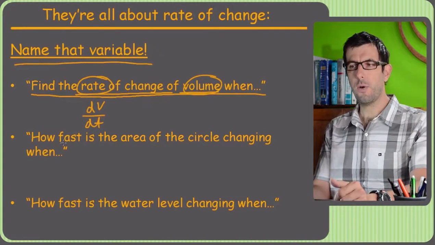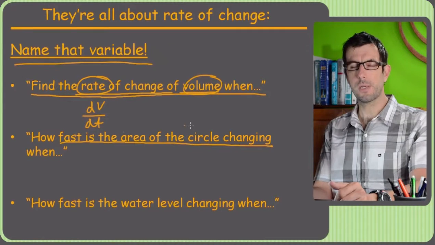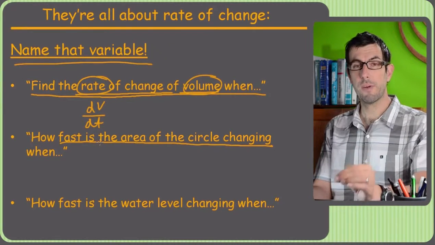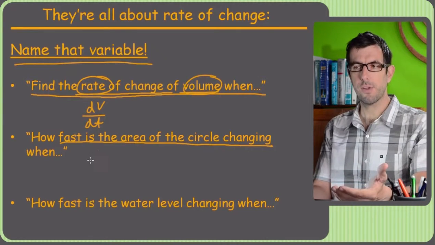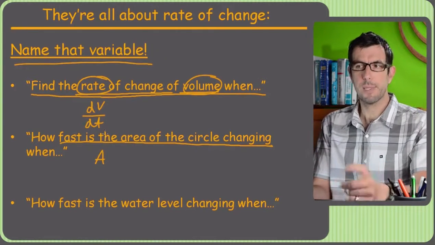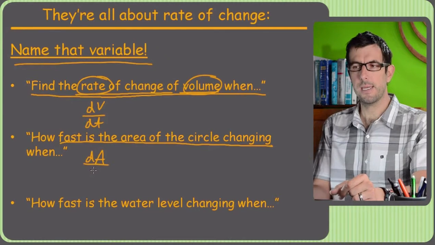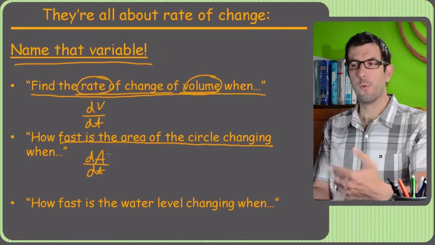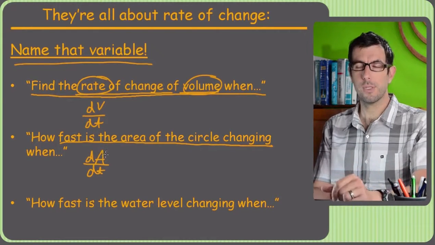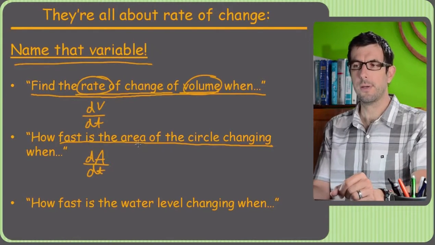All right, so let's say they want to know how fast is the area of the circle changing. So what's the name of the variable that they're asking for? Well, they're asking for the rate of change of area. So if we call area A, which makes a lot of sense, then they're asking for dA dt. So that's the rate of change of area with respect to time, or the rate with which area is changing.